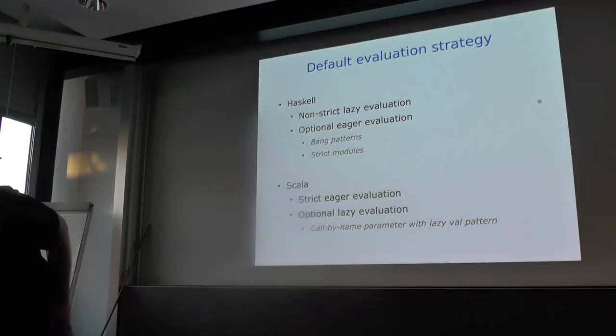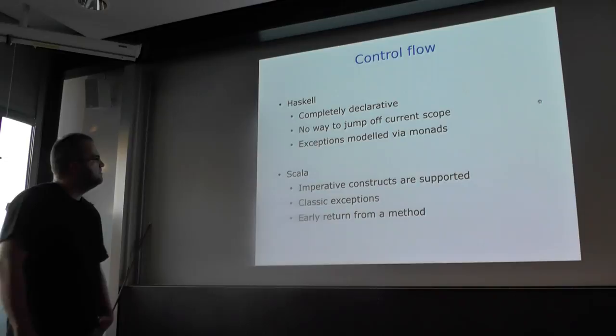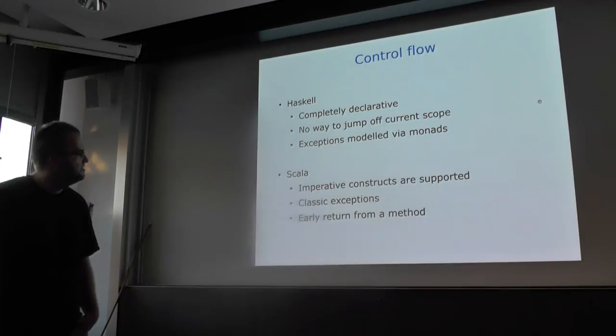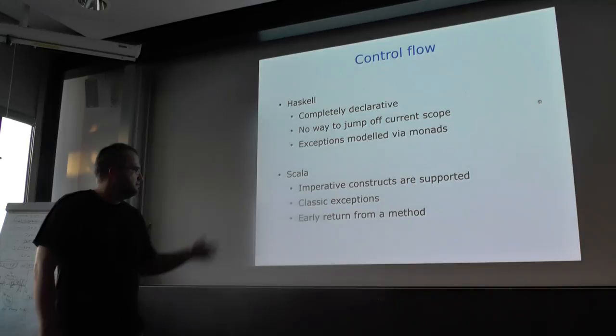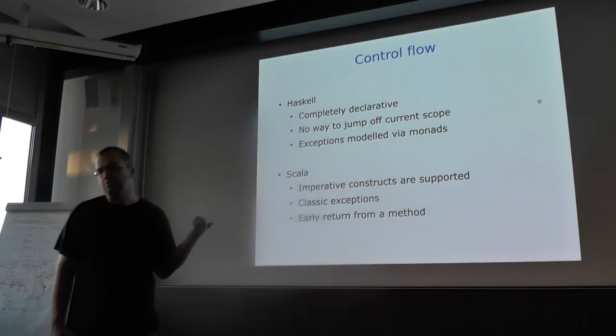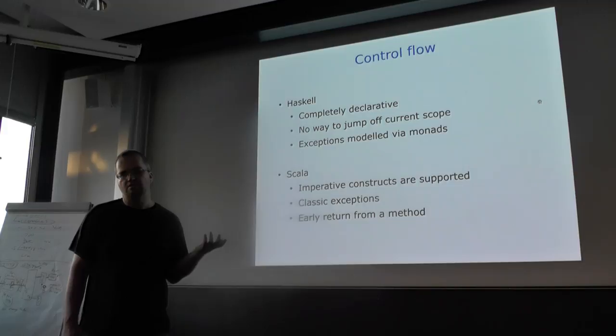The other difference is, of course, control flow. Haskell is declarative. You don't have any go-tos or anything like that. You can't jump off. Exceptions are not part of the language; they are modeled by monads. So control flow is in the hands of the runtime. In Scala, you still have some classic imperative constructs, so you have classic exceptions, although you also have monadic exceptions. There are people who write Scala libraries who don't really use the classic exceptions. They use the monadic form.